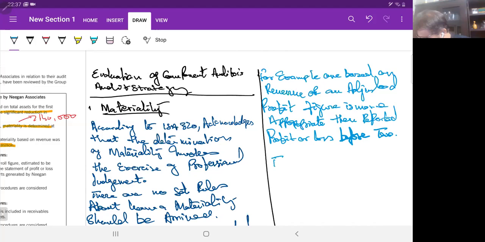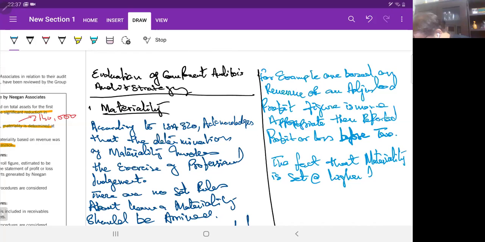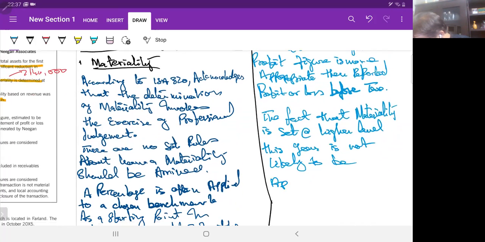The fact that materiality is set at a higher level this year is not likely to be appropriate, given that the company is loss making.